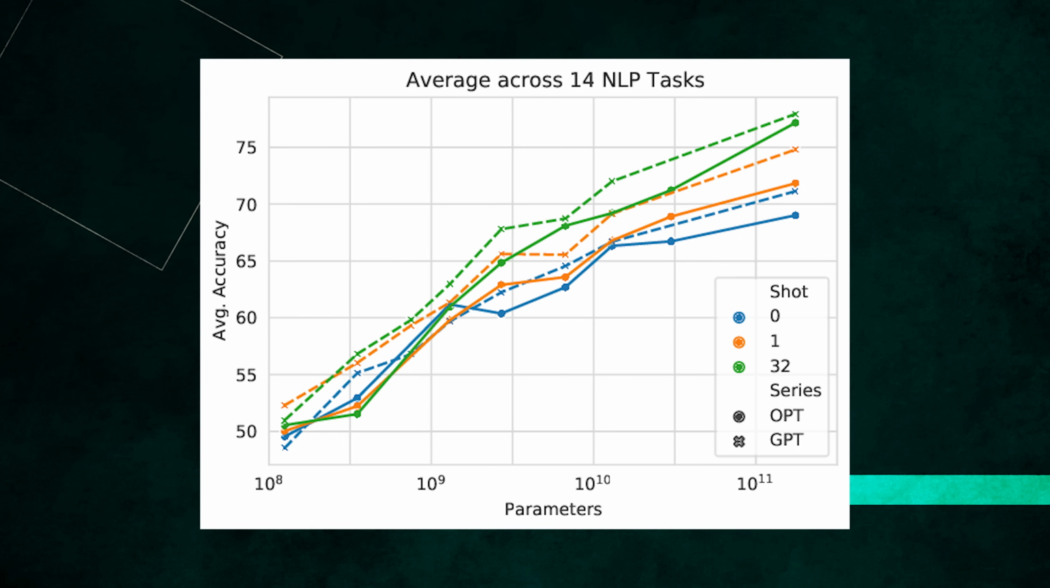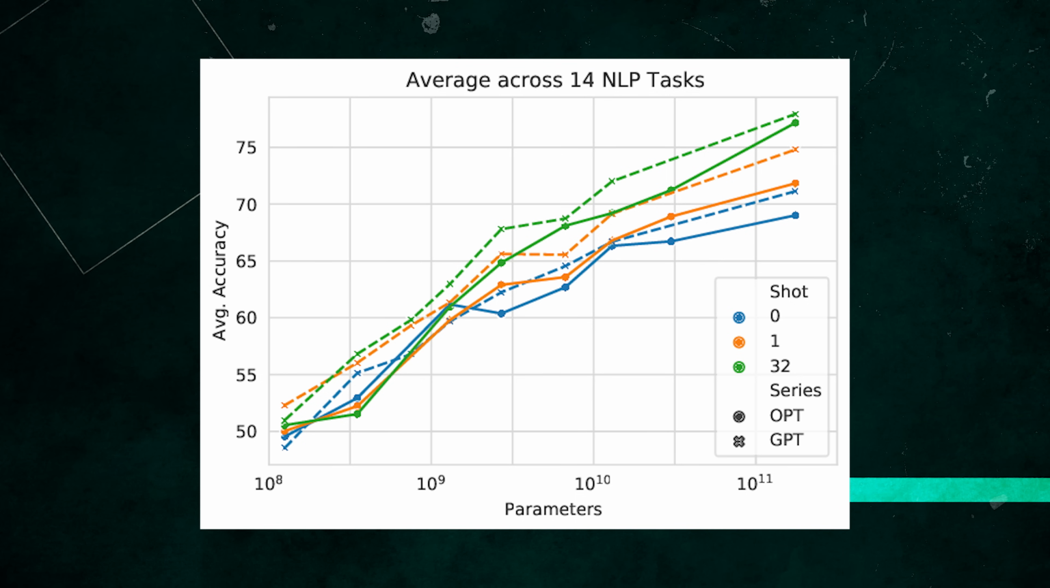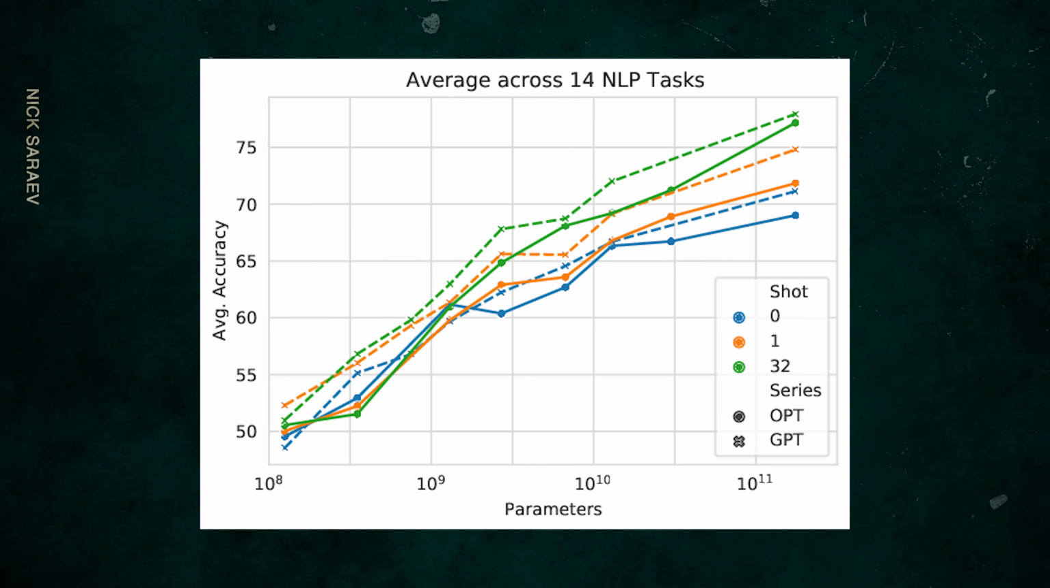So I have a graph right over here. And as you can see, there are various lines on this graph. The blue line here is for 0-shot. The orange line is for 1-shot. And then the green line is for 32-shot, aka they provided 32 examples and then assessed accuracy. Accuracy is that vertical axis, and then parameters is the horizontal axis. You don't really need to worry about that.